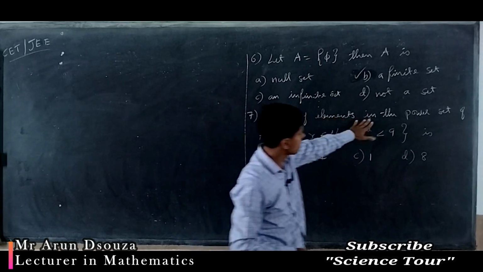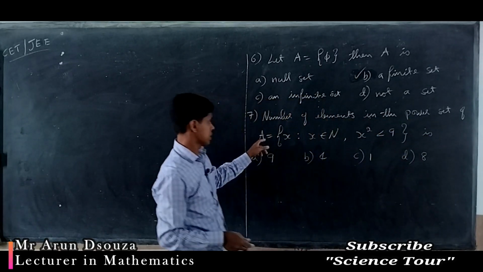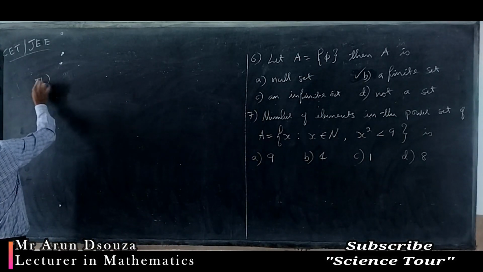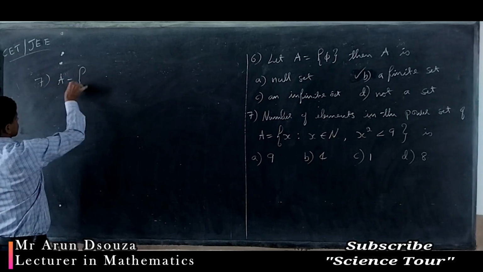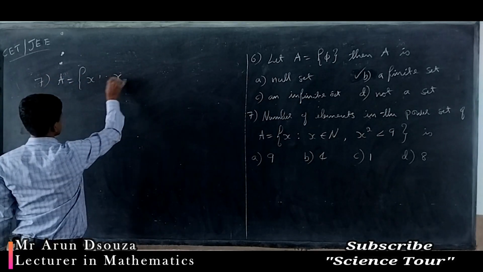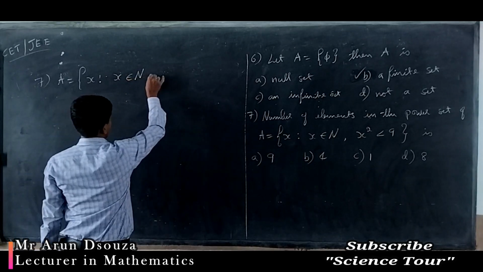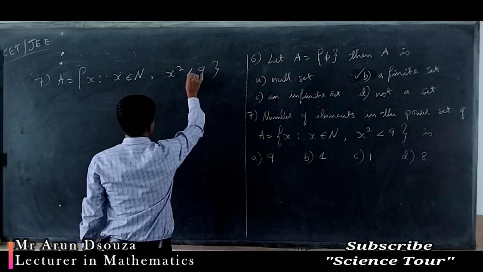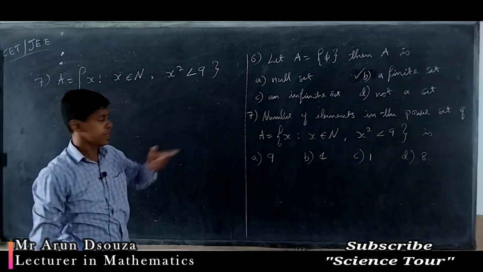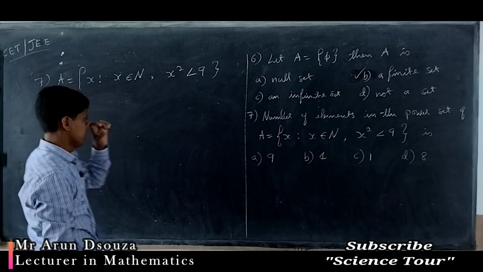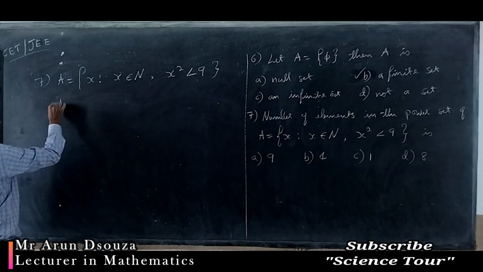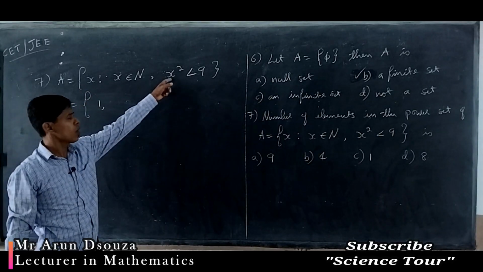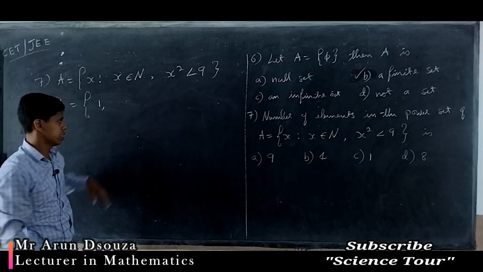Well, question number 7. Number of elements in the power set. So the set A is given. Let's understand that first. Set of all x, and what is x? A natural number. And how does that x look? x is such that when you square it, it should be less than 9. Since it is a natural number, I can start with 1 obviously. Put 1. 1 square is 1. Is it less than 9? Yes.